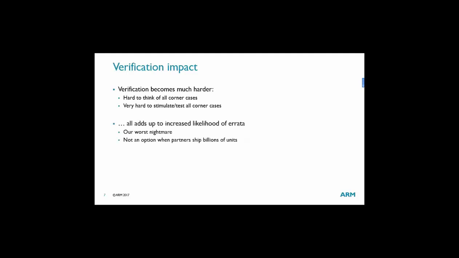It adds up to the increased likelihood of errata, being bugs shipped in products to customers. These are really not an option for a company like ARM, where our partners ship billions of units of our processors, and it's very difficult often to patch those kinds of problems in software. So this is just not an option for us. So we need to catch these things early.